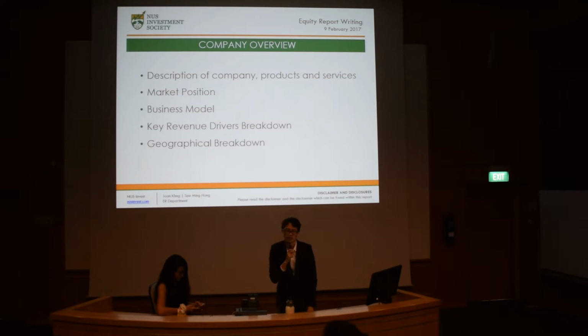Okay, so for the first section, which is the company overview section, the company information is readily available, so you can just get it from the net and paraphrase it. But you need to take note of the important information that you need to include, which includes the market position of the company. You need to state whether the company is a dominant player in the industry, its business model, and its key revenue drivers, because some companies sell different types of products and also operate in different business segments.